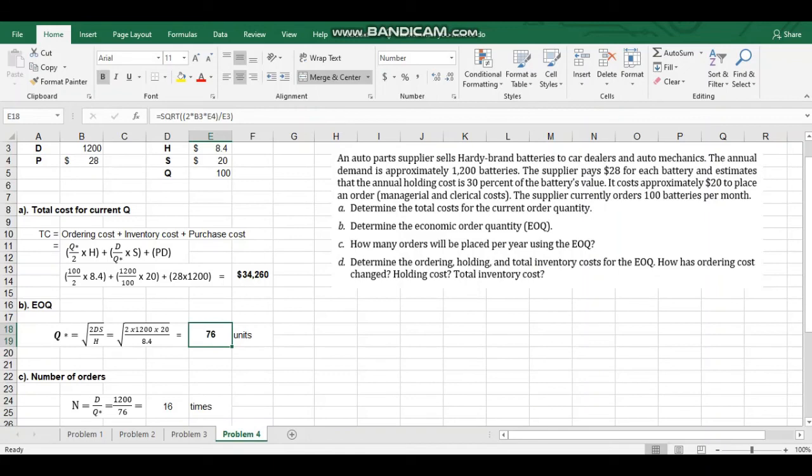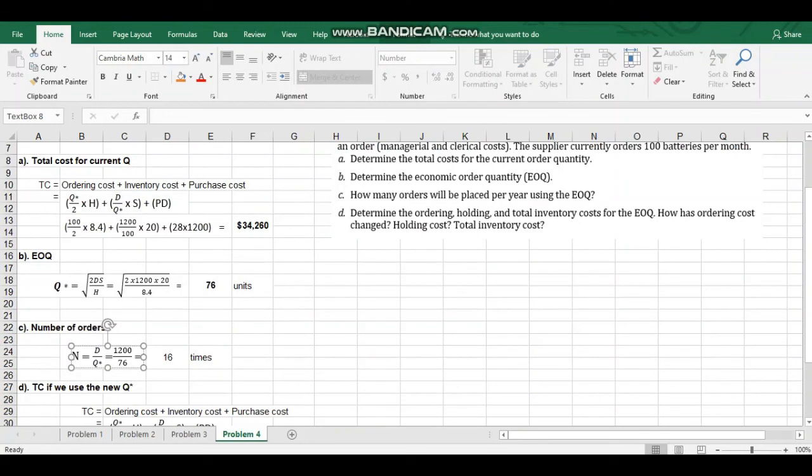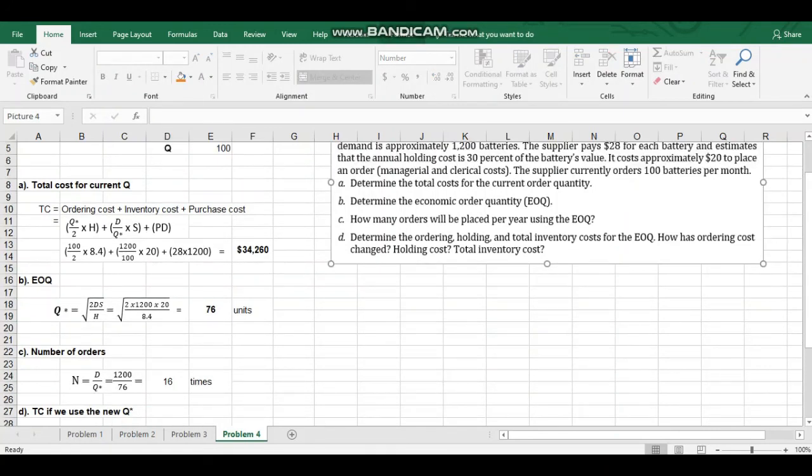Okay, so the number of orders, if we are using 76 as our order quantity, is the annual demand, which is 1,200 units, divided by Q star. We are using the new EOQ, 76. And we have 16 times if we are using this number as our order quantity. And then the last one is we have to determine the ordering, holding, and total inventory cost for the EOQ. How has the ordering cost changed, and the holding cost, and then the total inventory cost?